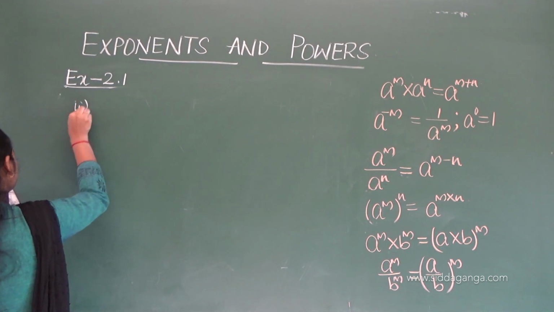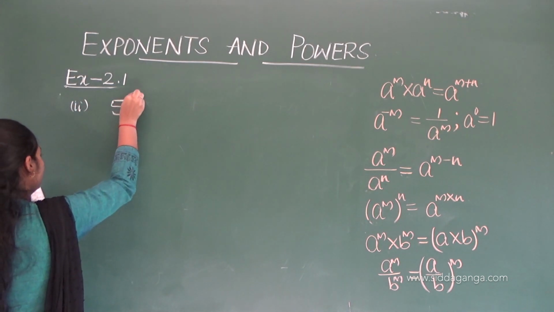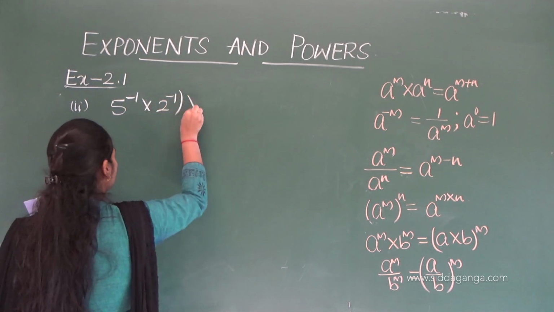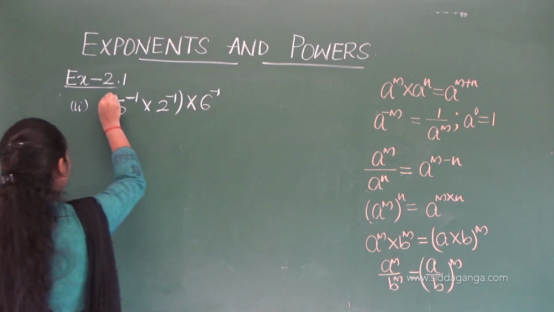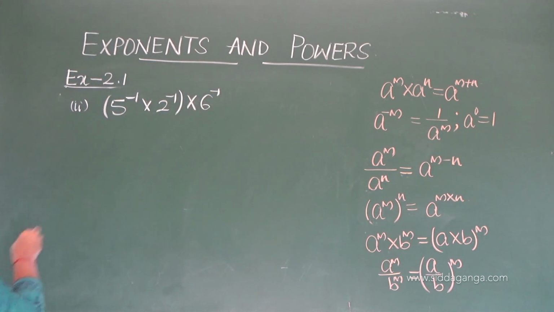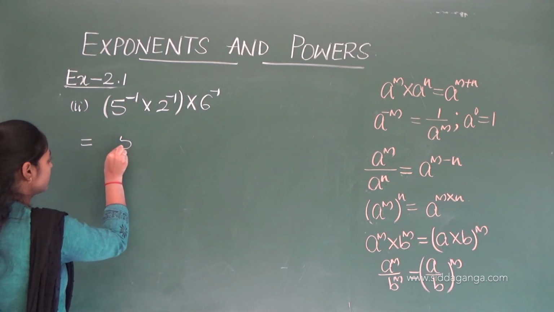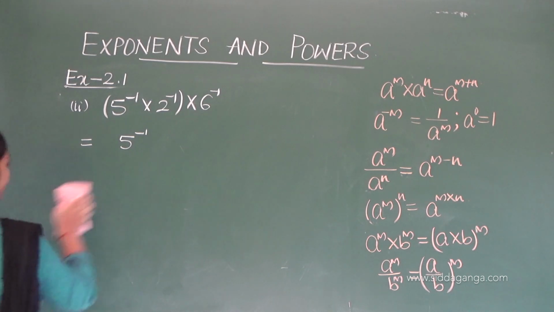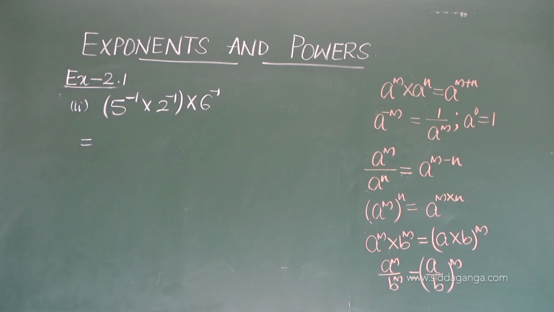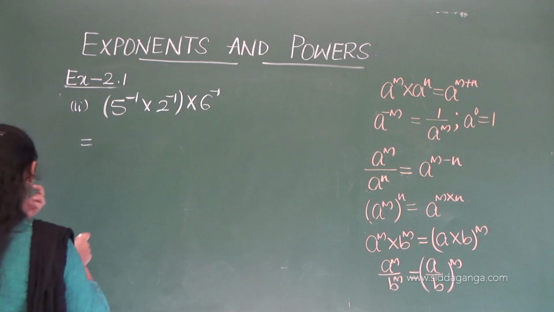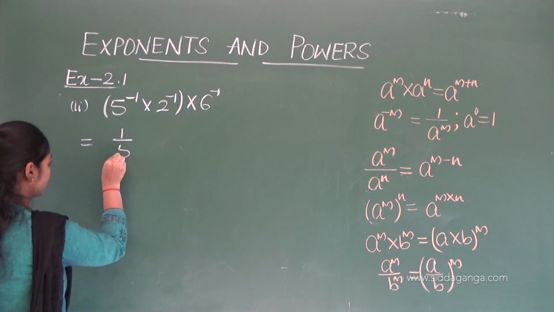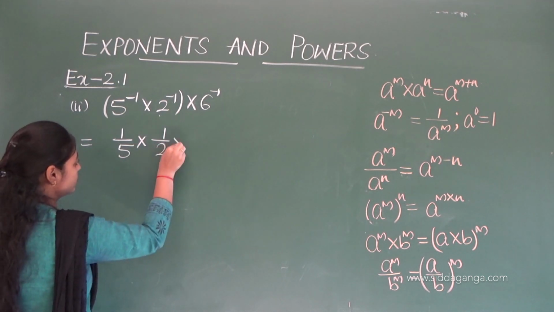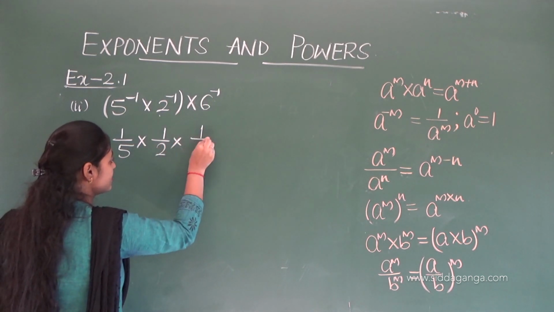Next one, 5 to the power of minus 1 into 2 to the power of minus 1 into 6 to the power of minus 1. 5 to the power of minus 1 we can write as 1 divided by 5, into 2 raised to minus 1 is 1 divided by 2, into 6 raised to minus 1 is 1 divided by 6.